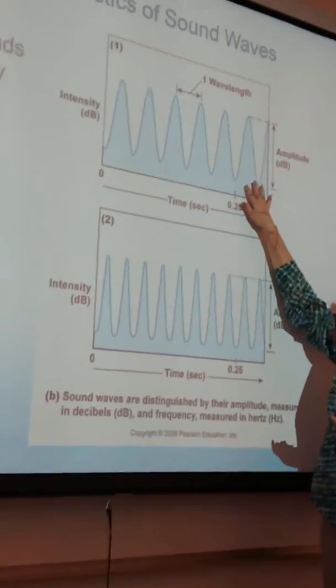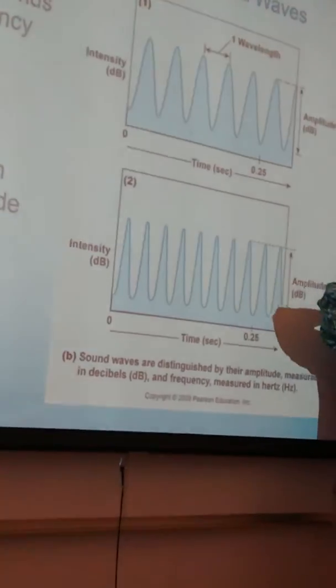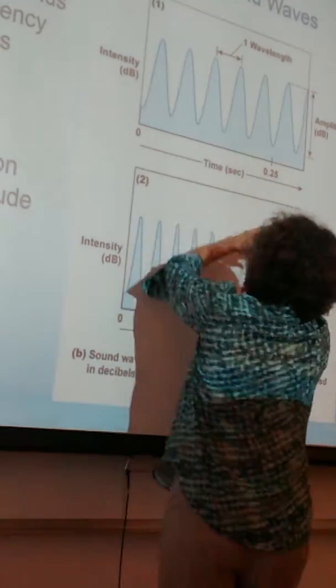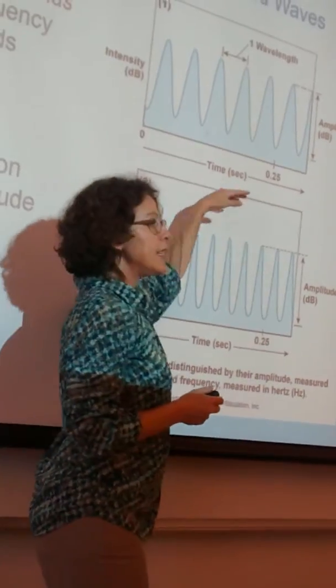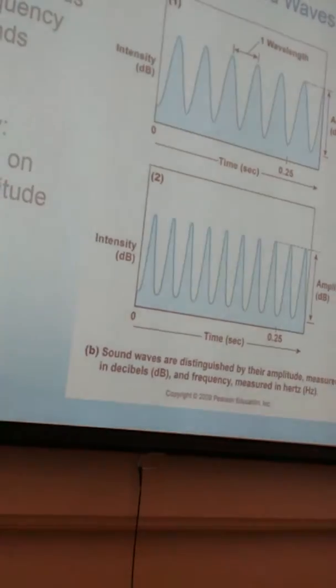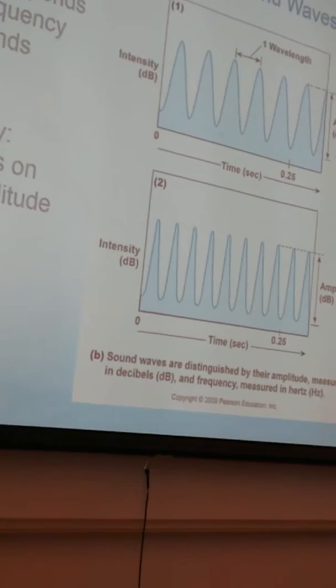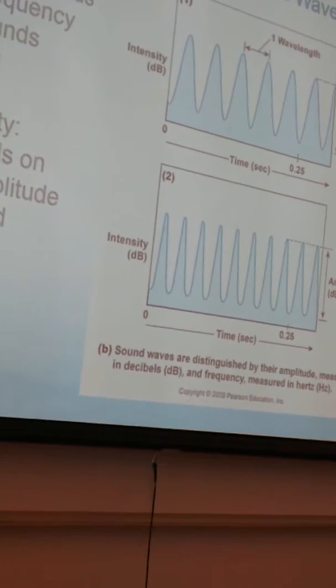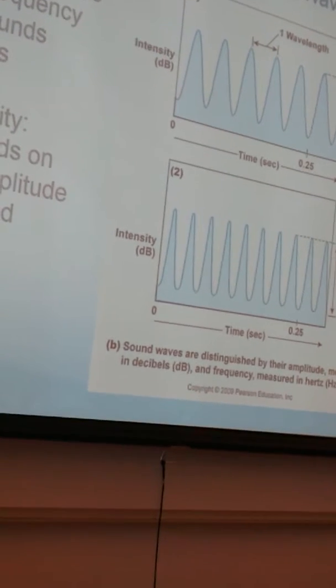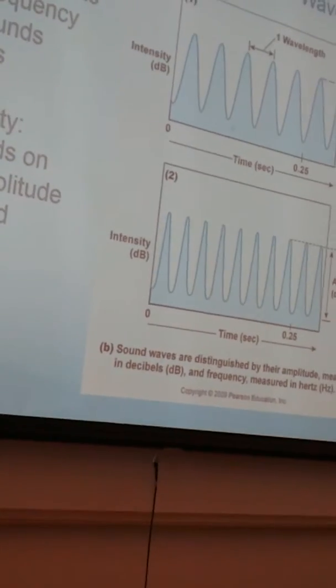is the frequency of the airwaves. So how many peaks do we have per unit time? And this determines what is called the pitch. So basically, if you hear a high frequency sound versus a low frequency sound, this depends on the number of waves that are traveling through the air per unit time.